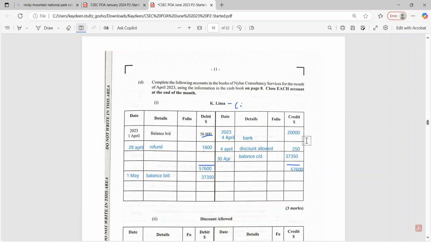57,600 minus 20,250 will give us a balance CD of 37,350. And that is the last day of the month, and in this case, it is 30th of April. You total both sides. So you will add $56,000 and $1,600 again. You get 57,600. And you have to check this side to ensure that it is balanced. So 20,000 plus 250 plus 37,350 should give you 57,600.